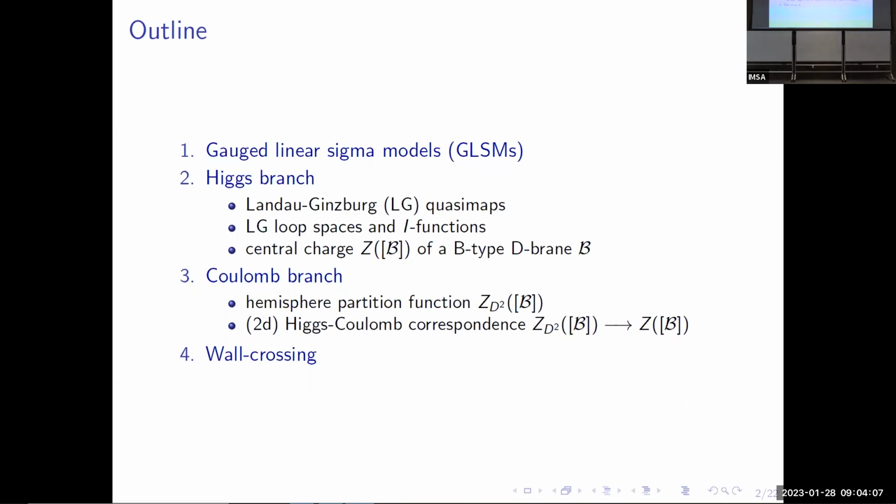For the same K-theory class, in the Coulomb range we associate a hemisphere partition function, which is a Mellin-Barnes integral, and it is the equivariant perturbation of the hemisphere partition function defined by Hori and Romo. Our version of Higgs-Coulomb correspondence is a relationship between the hemisphere partition function in the Coulomb range and the central charge in the Higgs range. And finally, I will talk about wall crossing in the Kähler moduli.